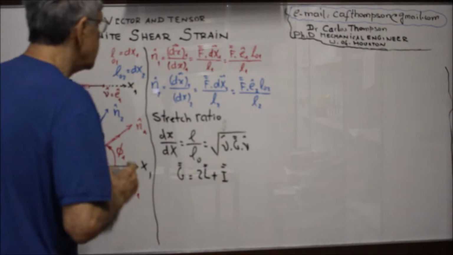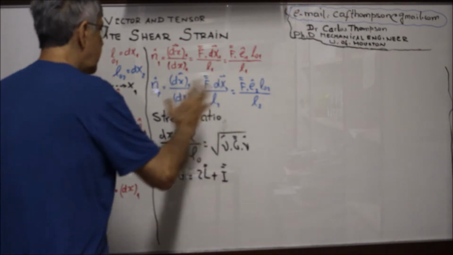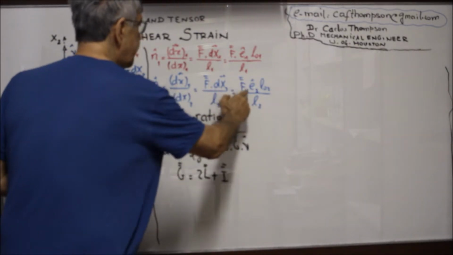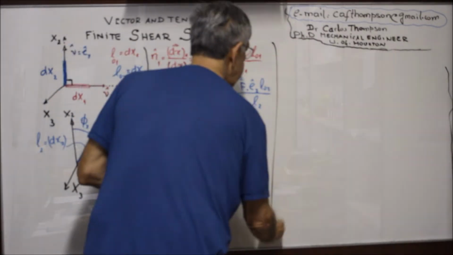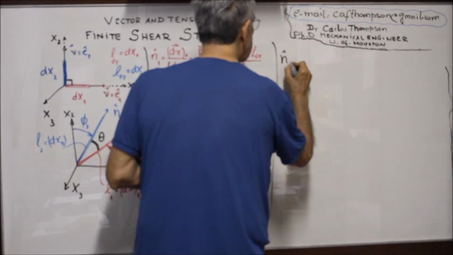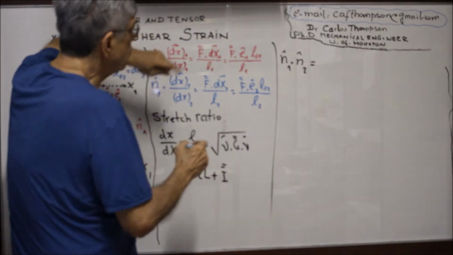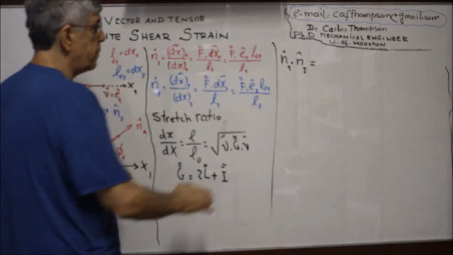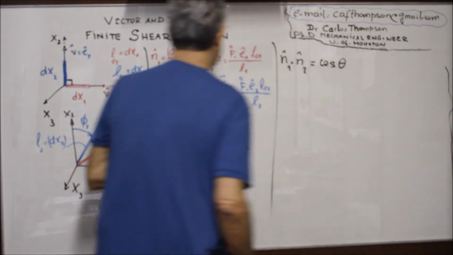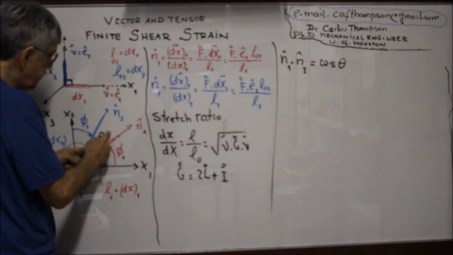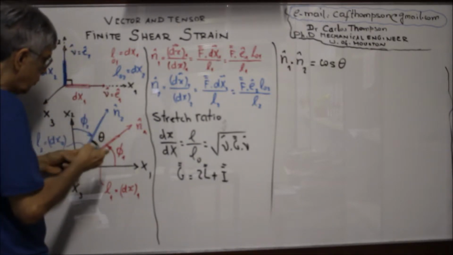Now we can see that, let's substitute F dot e2 L0 and F dot e1 L0, just doing the dot product. So n1 dot n2 is equal to the magnitude of n1, which is 1, times the magnitude of n2, which is 2, times the cosine of theta. Theta is the angle between the deformed line L1 and the deformed line L2.